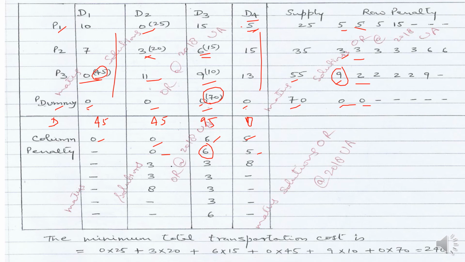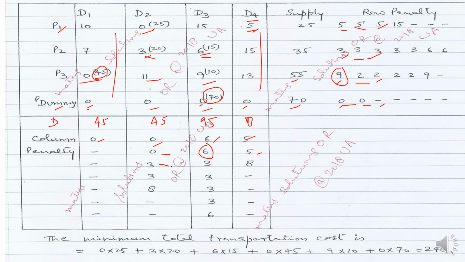Now we again calculate row penalty and column penalty. So first row again 5 is the difference, second row 3 and 6, again 3 is the difference, third row 9 and 11, again 2 is the difference, and in the last we won't be having any, because the supply is fulfilled, so we won't consider it now. Now we come to columns. First column is fulfilled, second column, now the difference is 0 and 3 because we will leave this P dummy row. So 0 and 3, the difference is 3.